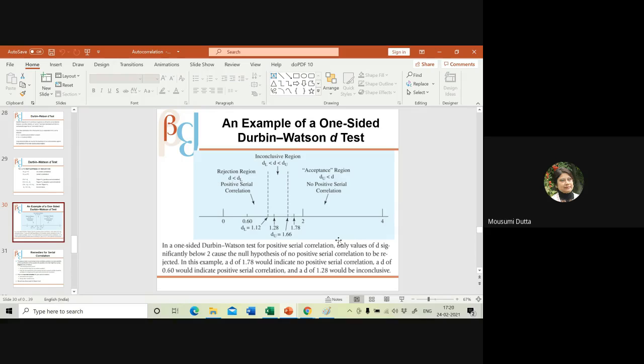So this is the consequence as well as the detection of autocorrelation. Next is the remedial method. In the presence of autocorrelation, how will we estimate the parameters of the model, how will we get back our estimated values which are biased in nature? This part I need to discuss tomorrow.